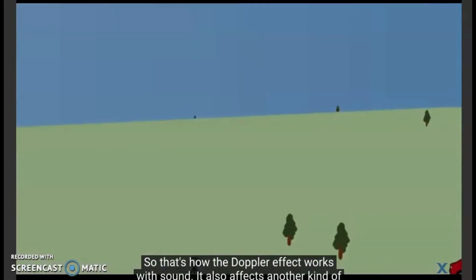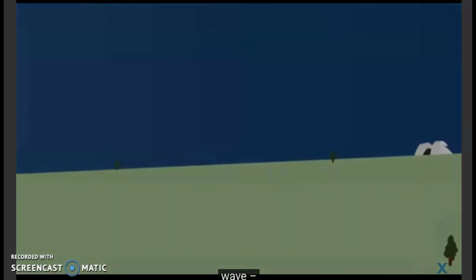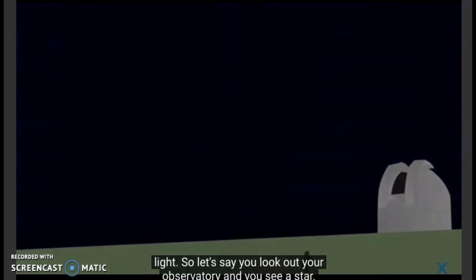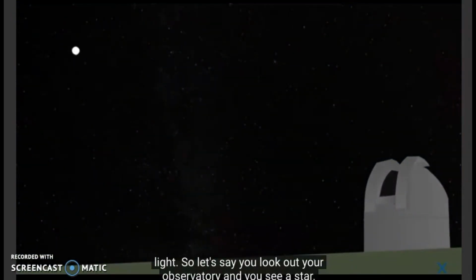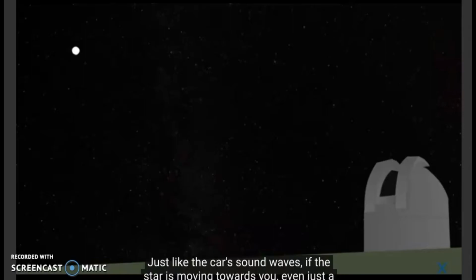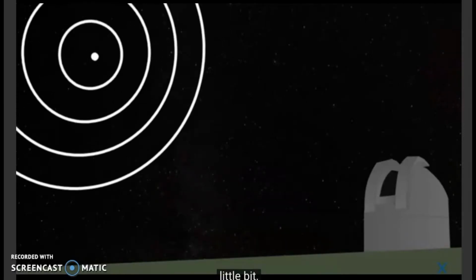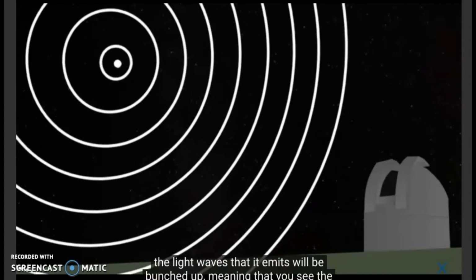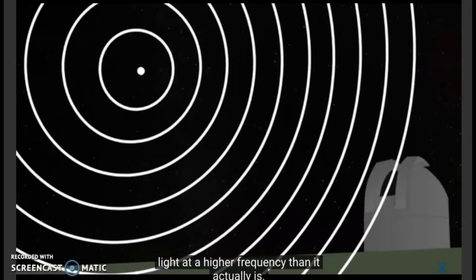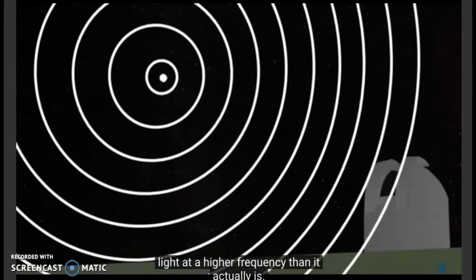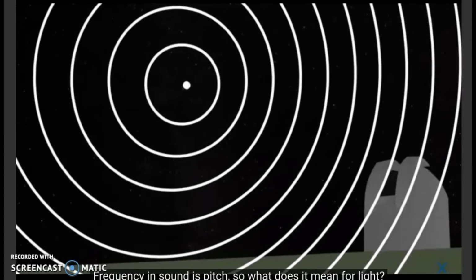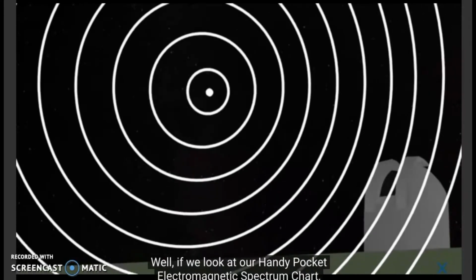So that's how the Doppler effect works with sound. It also affects another kind of wave, light. So let's say you look at your observatory and you see a star. Just like the car's sound waves, if the star is moving towards you, even just a little bit, the light waves that it emits will be bunched up, meaning that you see the light at a higher frequency than it actually is. Frequency in sound is pitch, so what does it mean for light?